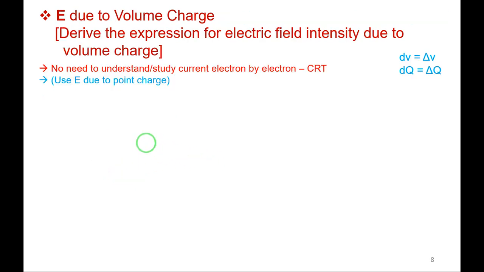Next, we will see the derivation. We have already seen the derivation for the electric field intensity due to a point charge. If the point charge is Q, then what is the electric field intensity at point P? That is E equal to Q by 4 pi epsilon naught R square into AR.